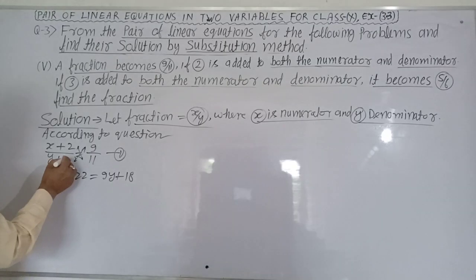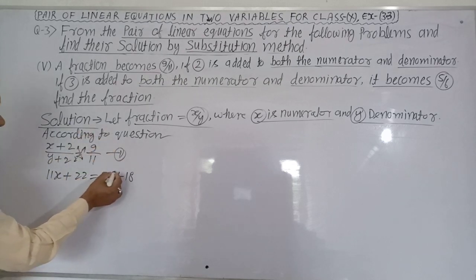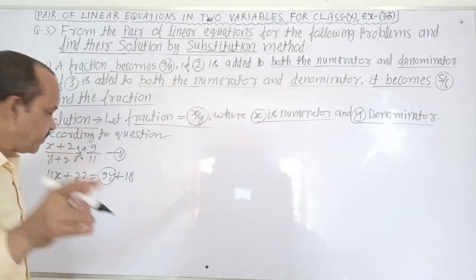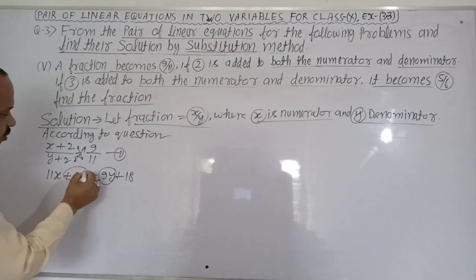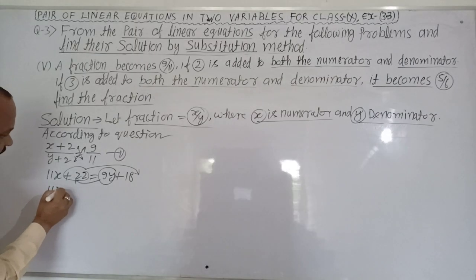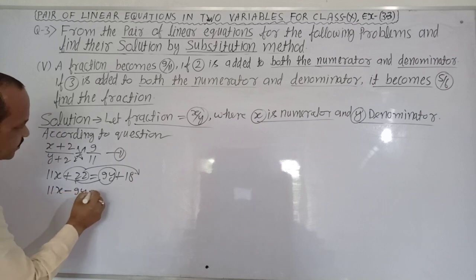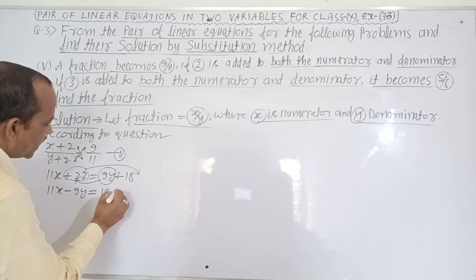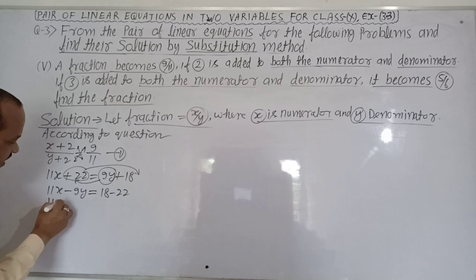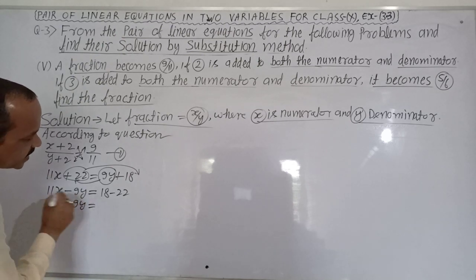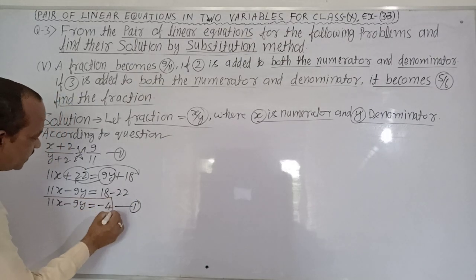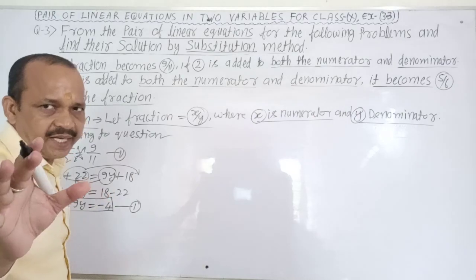Now you write 9y on the left side of equal and plus 22 on the right side of equal. It becomes 11x minus 9y equal to 18 minus 22. Now subtract it. It becomes 11x minus 9y equal to minus 4. This is your first equation.